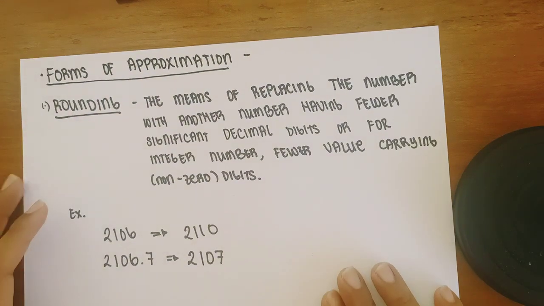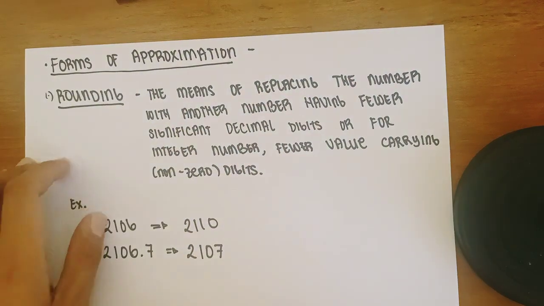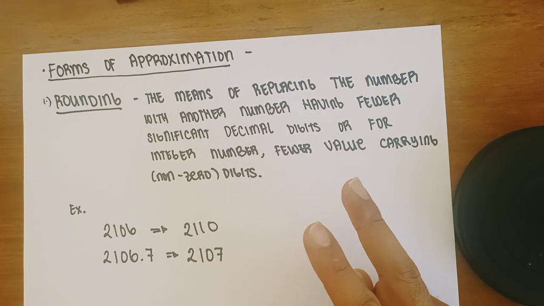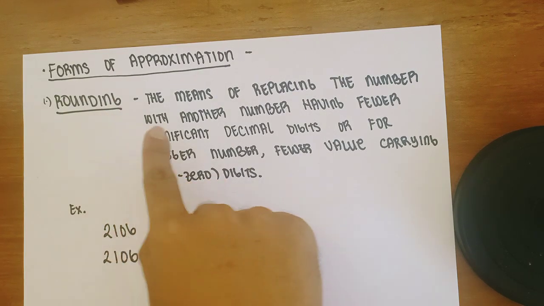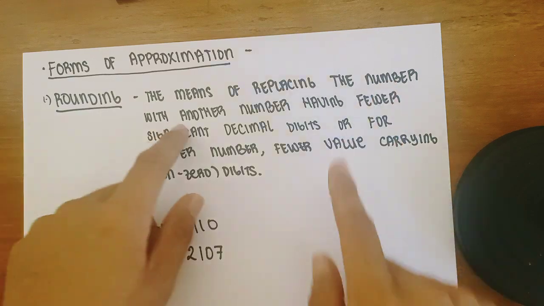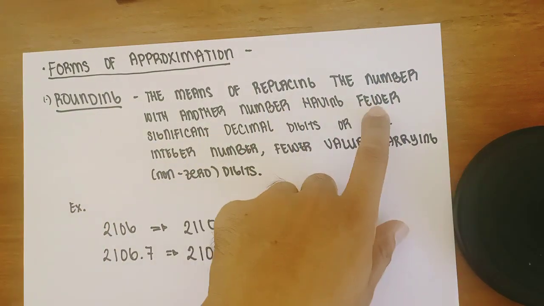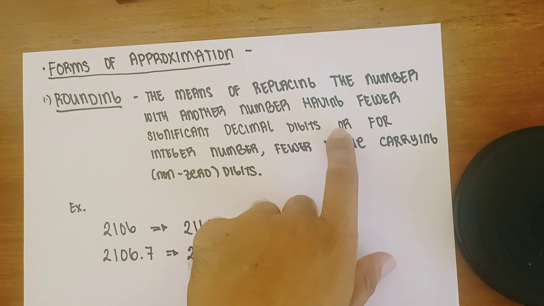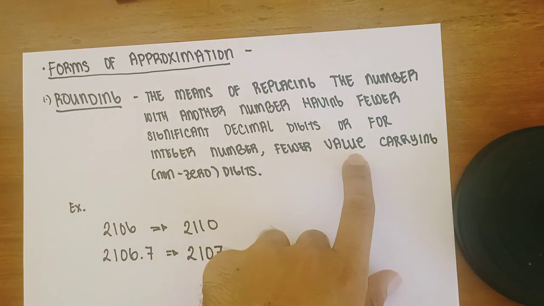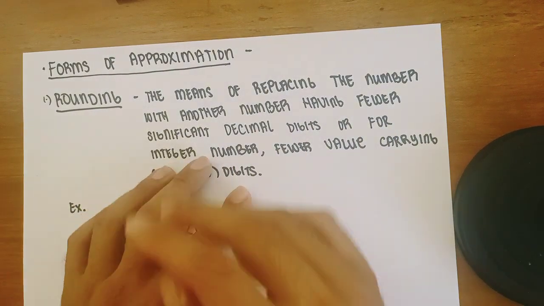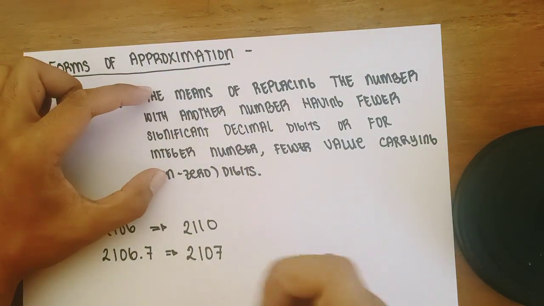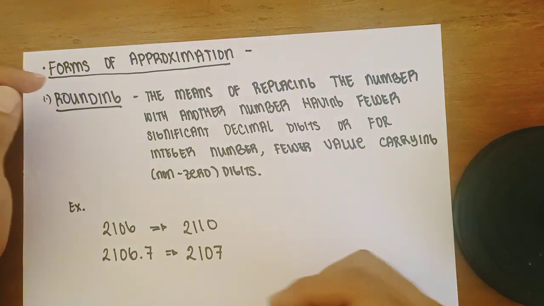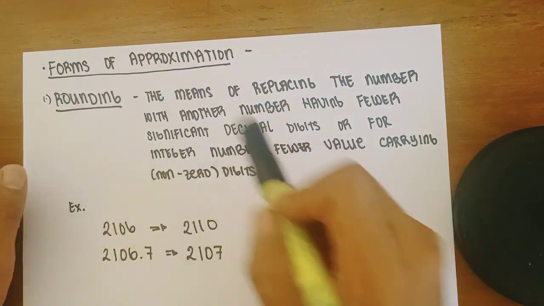Next, a form of approximation. So, may dalawang klase tayong uri ng approximation. Una is rounding, which means replacing the number with another number having fewer significant decimal digits, or for integer numbers, fewer value carrying non-zero digits. Okay, so yung explanation niya napaka not clear in my opinion. Pero ang ibig sabihin lang yan, i-round off lang natin yung number.